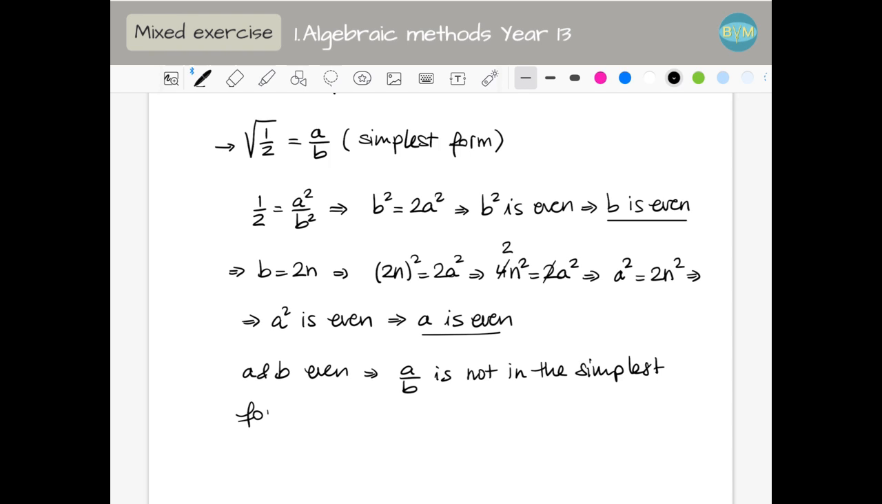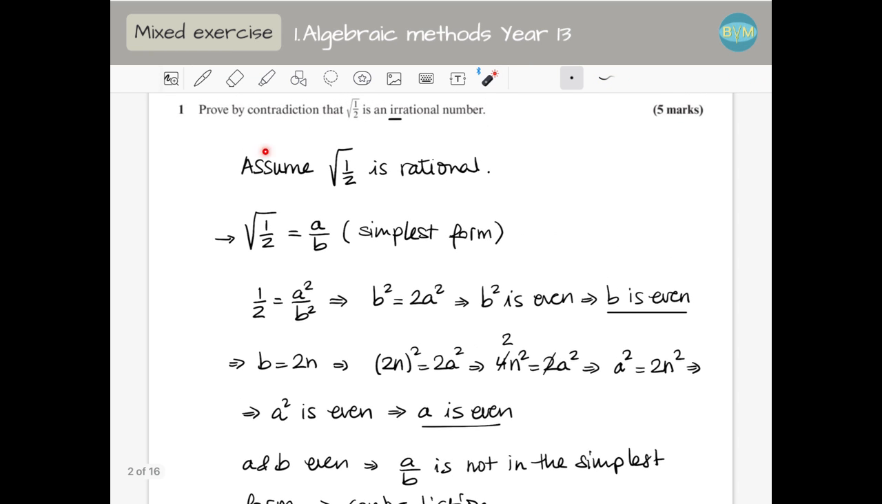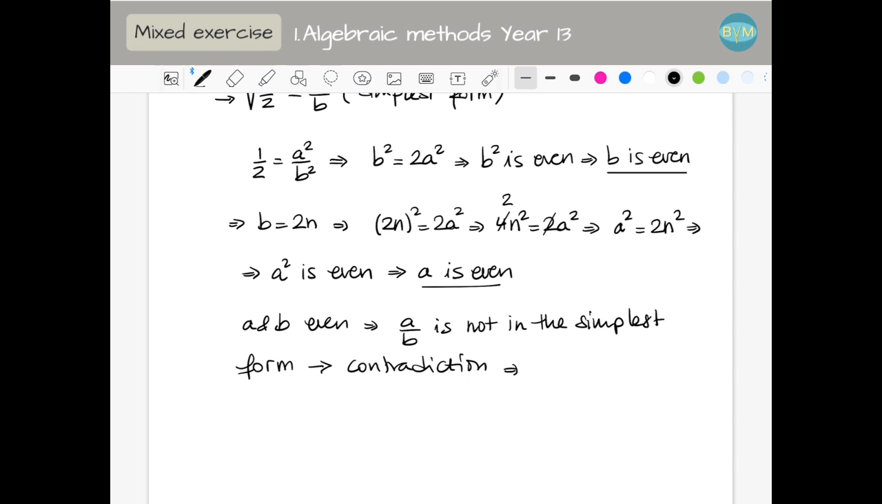So this is your contradiction, and therefore, as this is not true, this one is true, yeah? Therefore, the root of 1/2 is irrational, yeah, and that's how proof by contradiction works.